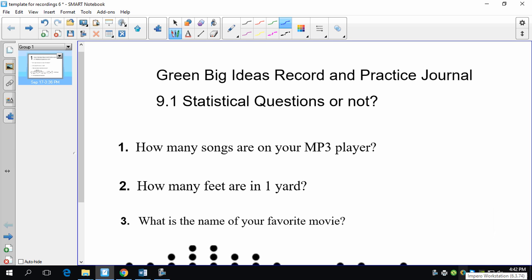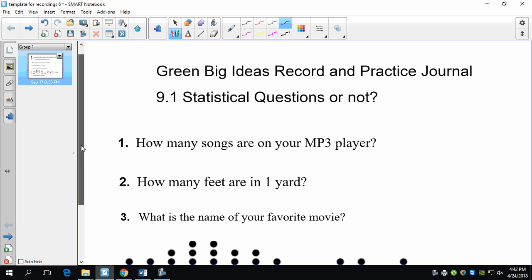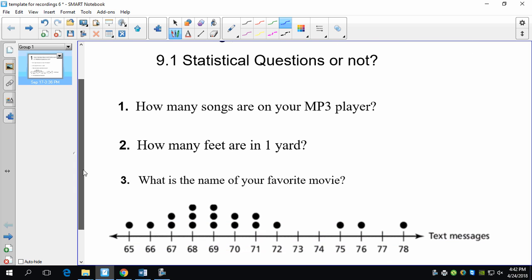Okay, we are working in the Green Big Ideas Record and Practice Journal, and we just started Chapter 9. We're on 9.1, and we are discussing statistical questions or not. Right out of the book, on page 392 in your green textbook, a statistical question is one for which you do not expect to get a single answer. Instead, you expect a variety of answers, and you are interested in the distribution of that data.